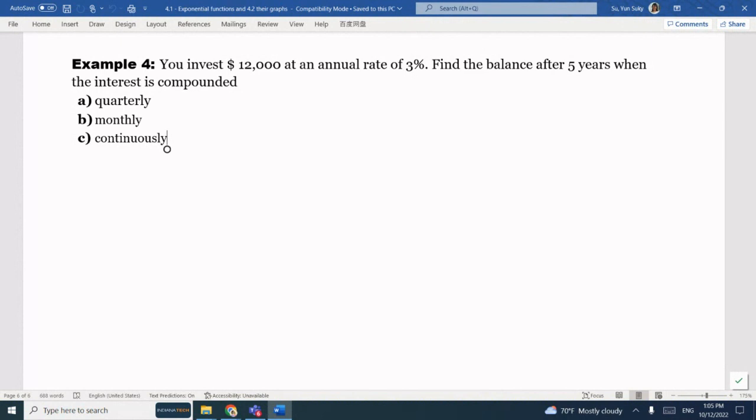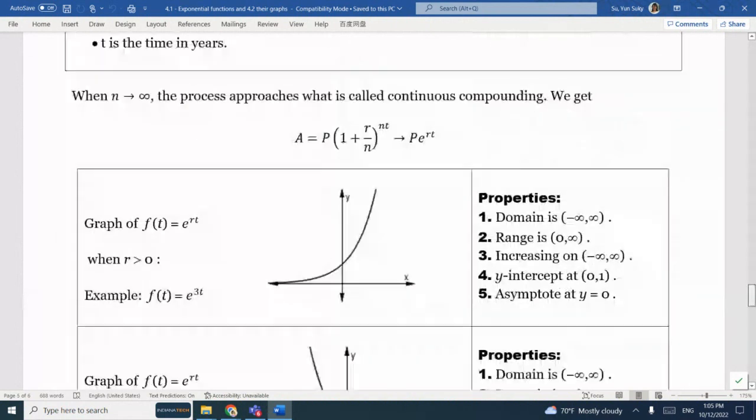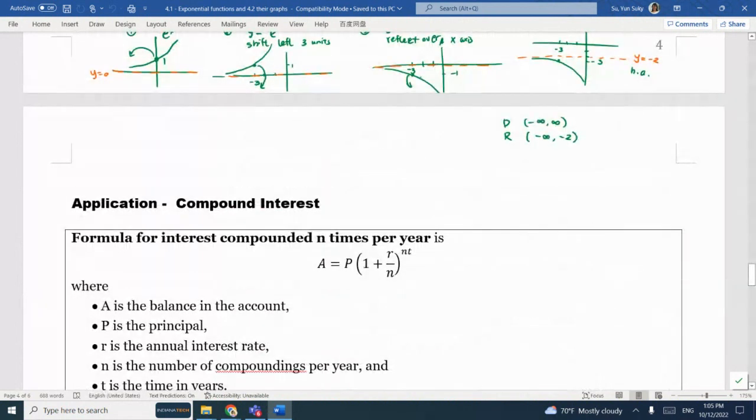Okay. So let's write down the formula. The formula is very important. A equals P times parentheses 1 plus annual interest rate R over N, times raised to the power of NT. So this is the formula.